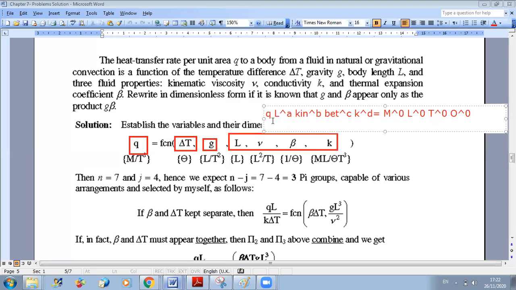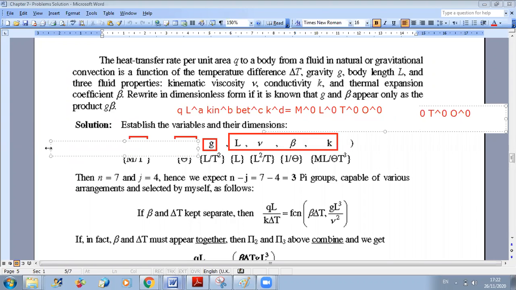So starting with Q, what is the unit of Q? Q here is the heat transfer per unit area. Since it's heat transfer per unit area, how can you find it? If you forgot what is the unit of Q, remember how you can find Q in general.